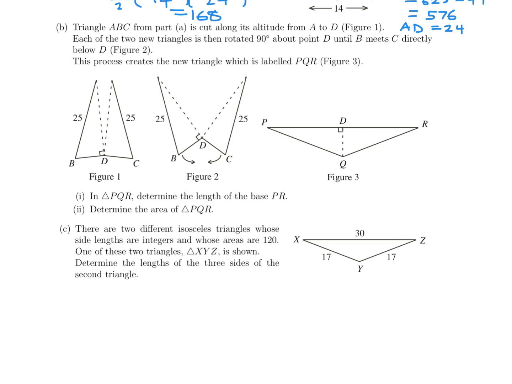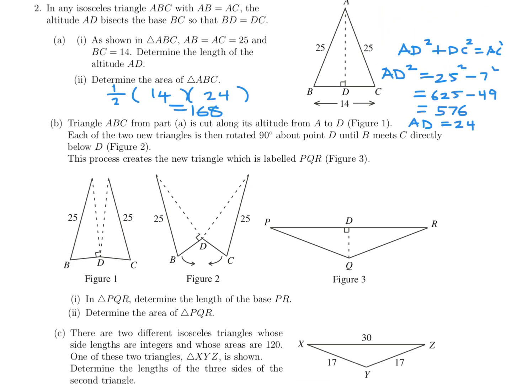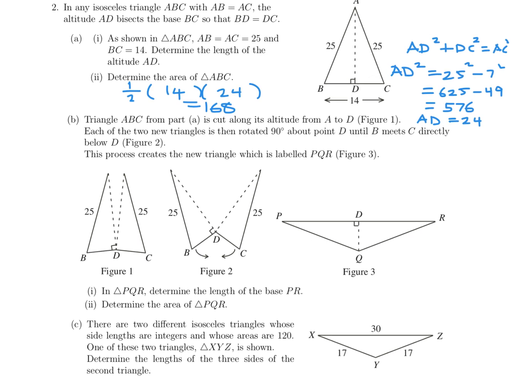Okay, so let's see what's happening here. Well, let me just remind myself. AD was 24, so this dotted line is 24, right? That's basically what it is on both sides, obviously. And anything else? DC is going to be 7, and BD is 7. Okay, so I think that's all I need.